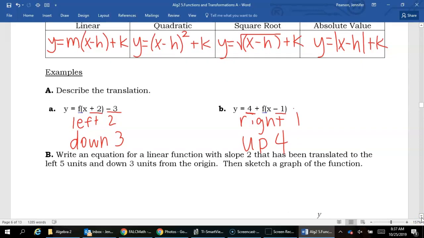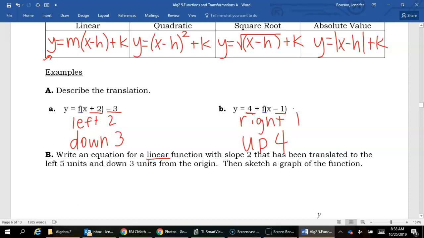Letter B says, write an equation for the linear function with slope 2 that has been translated to the left 5 units and down 3 units from the origin, then sketch a graph of the function. So I have this at the top to kind of help me. This is the format that I'm going for because it says linear function. So I'm filling in a value for m, a value for h, and a value for k. The y and the x stay y and x when I'm writing an equation.